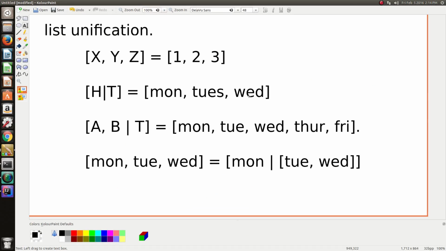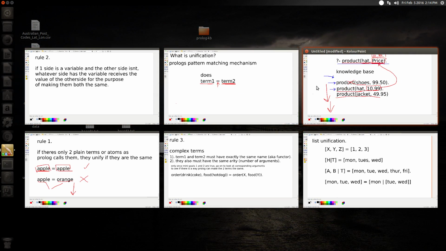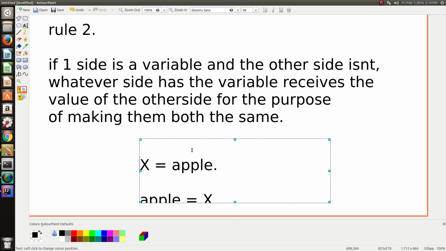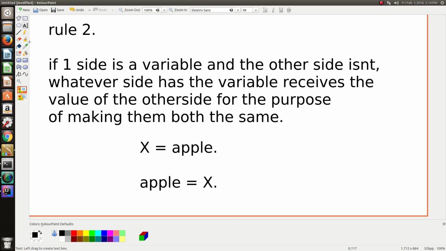Okay, here we go. So this one deals with variables now, and the rule here is that if there's one side of a term that's a variable, so here we've got X on one side, it doesn't matter what side it is, but if there's a variable and a term, then the variable takes on the value of the term for the purpose of making them both equal each other.